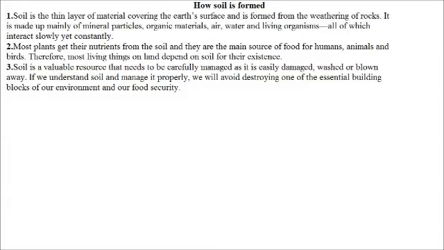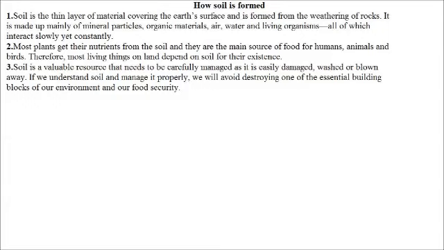Second point, most plants get their nutrients from the soil and they are the main source of food for human beings, animals and birds. So from where do we get food? That is from plants. And plants get their nutrients from where? That is soil. Therefore, most living things on land depend on soil for their existence.